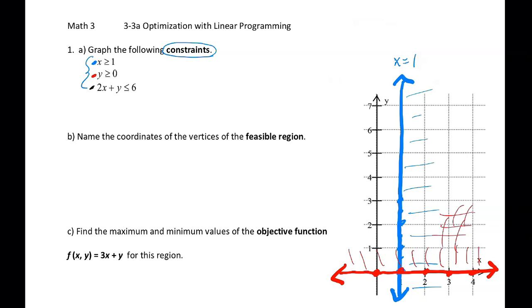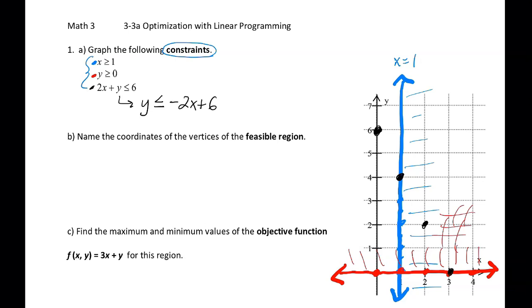But we have one more line to graph. The last line we have is in black. And this line we could graph with intercepts, but how about we just rewrite it in slope-intercept form, subtract 2x from both sides. So we get that, y is less than or equal to negative 2x plus 6. So we're going to start at 6 on the y-axis. We're going to go down 2 to the right 1. And we're going to connect the dots.